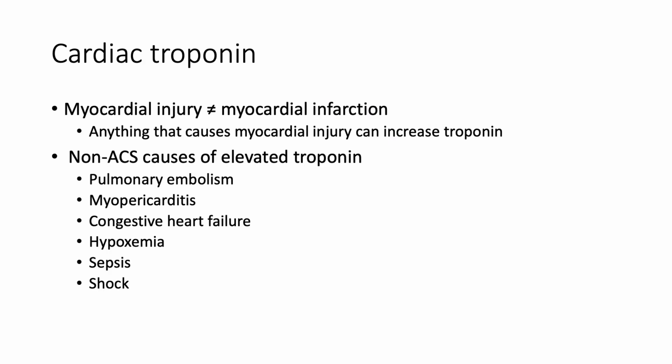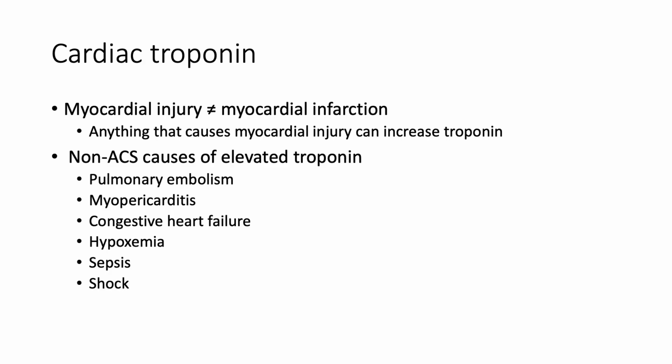Now, it's important to remember that myocardial injury does not equal myocardial infarction. So anything that causes a myocardial injury can increase your troponin. And so there's a lot of non-cardiac causes or non-acute coronary syndrome causes of elevated troponin, like pulmonary embolism, right? It's going to cause acute right heart strain. That can cause some increased demand. So you might see troponin go up there. Myopericarditis, where there's like actual injury to the myocardium and inflammation of the pericardium, your troponin can go up. Congestive heart failure can cause left ventricular stretch and increased wall stress, so that could increase your troponin.